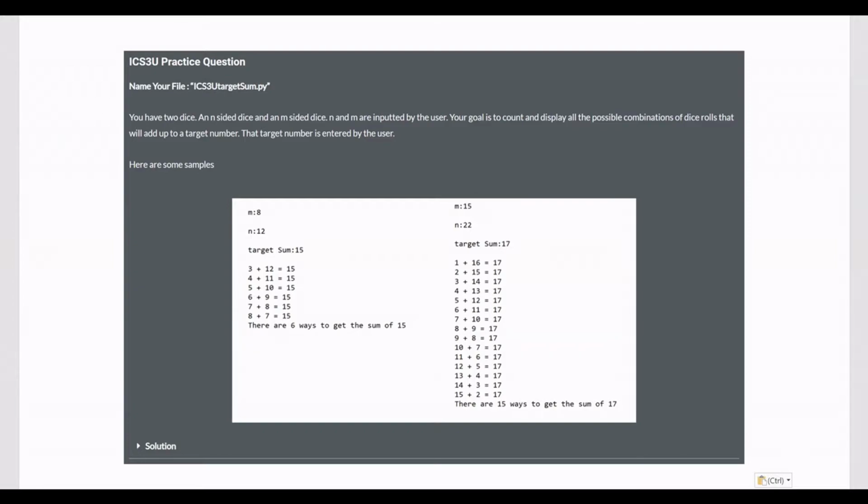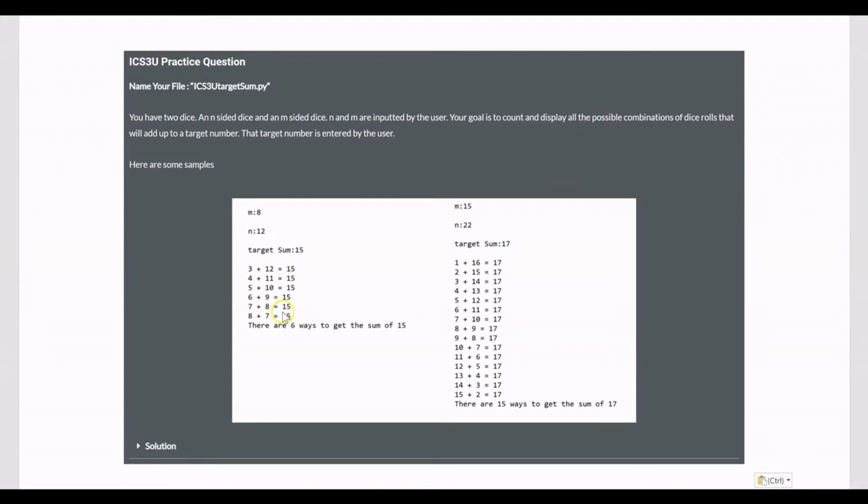Okay, so we've got a bit of a sample input and output here, so let's try to figure out what's going on. If I had an 8-sided dice and a 12-sided dice, then it's looking for all the different combinations of these dice that will add up to this target. So a roll of 3 and 12 adds up to 15, 4 and 11 adds up to 15, 7 and 8 adds up to 15, and 8 and 7 adds up to 15.